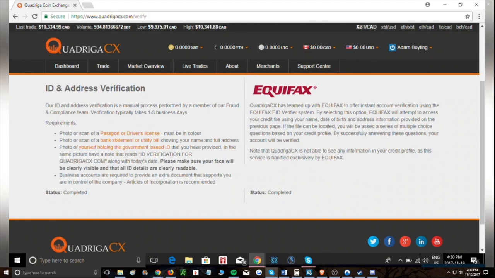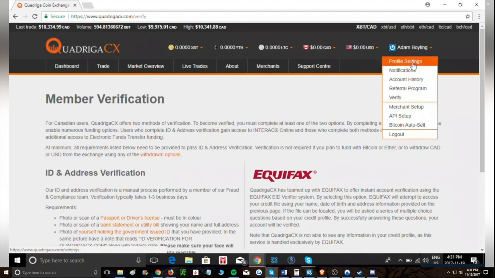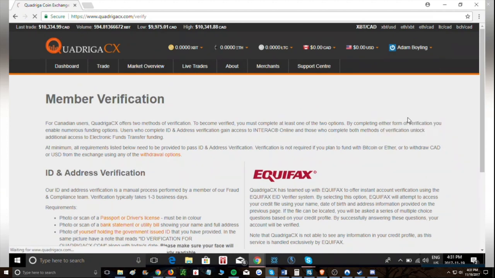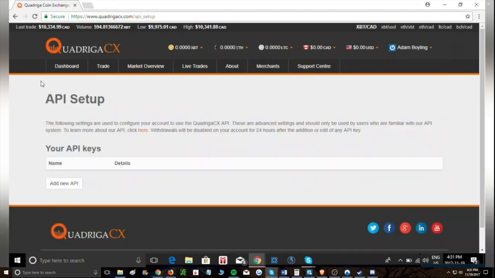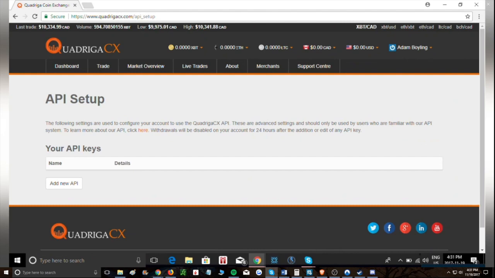And then your usual ID and address verification on the other side, photos, all that. Passport, driver's license, and a bill. That's generally the standard for most exchanges that you're going to need to go through. And let's see. They have an API set up you can do. I don't do any of that to link to other places, but there's the option if need be. And that's basically the general gist of Quadriga. It's good to get your money in, buy your Bitcoin.